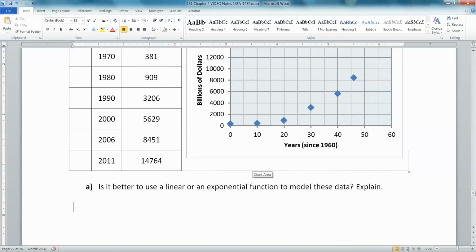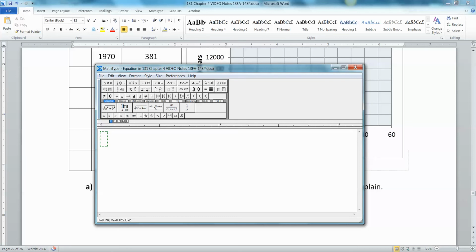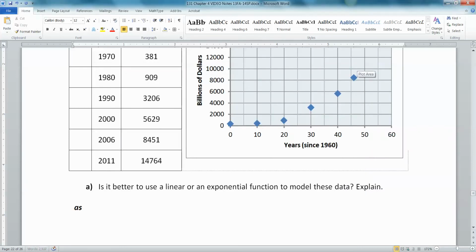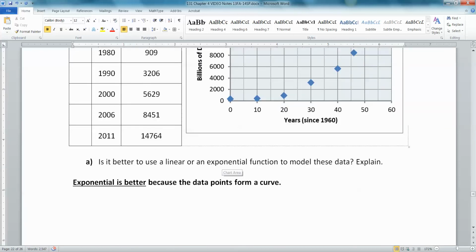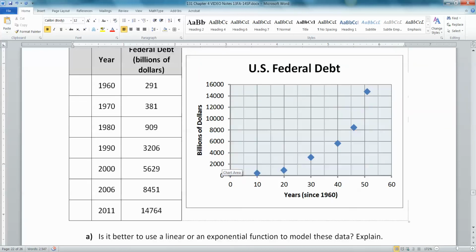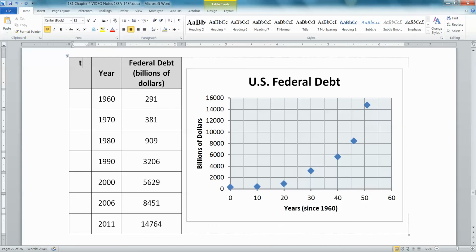And hopefully, rather obviously, you can see exponential is better. This is going to become very important to you during your projects. So this is exponential. Exponential is better because the data points form a curve, a rather classic exponential curve, to be honest. All right, so now we're going to have to find that model, and you know what's coming, hopefully, because you've been in this class long enough. You're going to have to find it using regression, right? That's the best way because it will use all the data points.